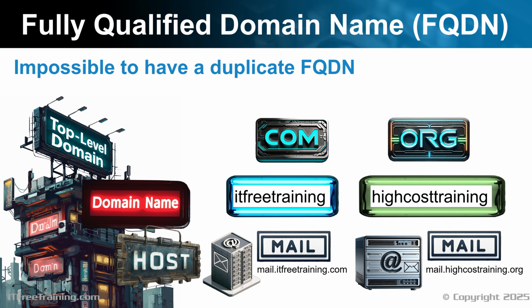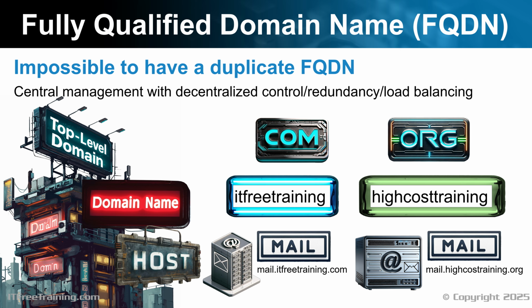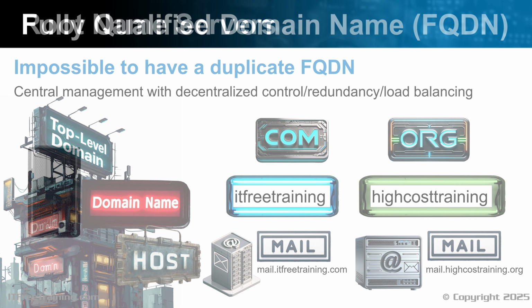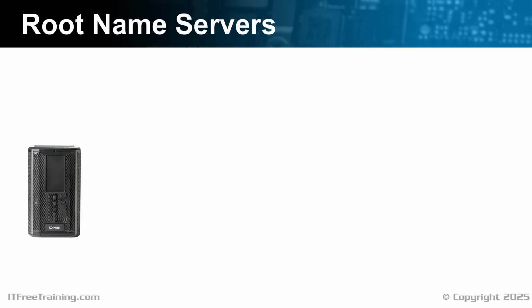Having a hierarchical system like this allows DNS to have central management with decentralized control. DNS also supports redundancy and load balancing. Let's break down the DNS hierarchy so we can better understand how it works. To better understand how DNS works, let's consider the process that a DNS server first uses to resolve a fully qualified domain name. At the top of the DNS hierarchy are the root name servers.